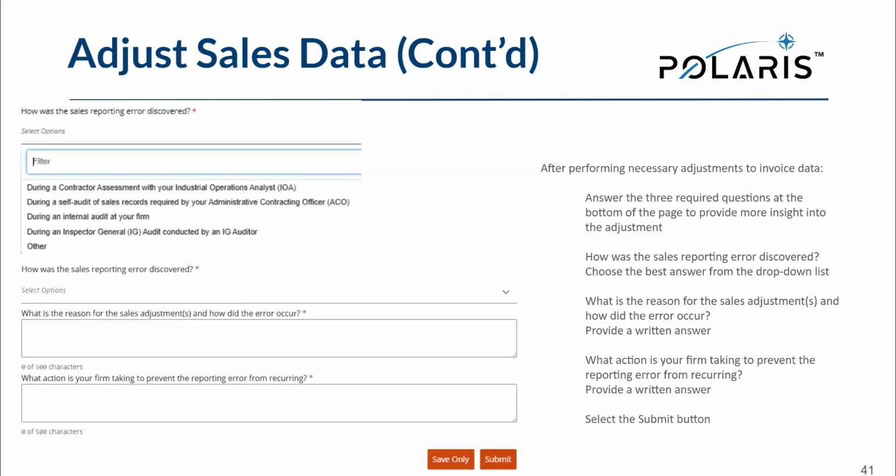There will be 3 questions to answer before submitting the adjustment. 1, how was the sales reporting error discovered? This is a drop-down menu. 2, what is the reason for the sales adjustment and how did the error occur? And 3, what action is your firm taking to prevent the reporting error from reoccurring? And after answering the questions, click on Submit.